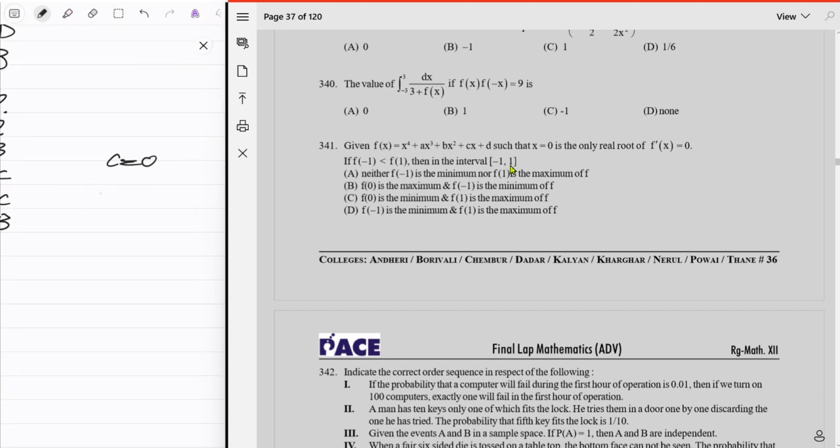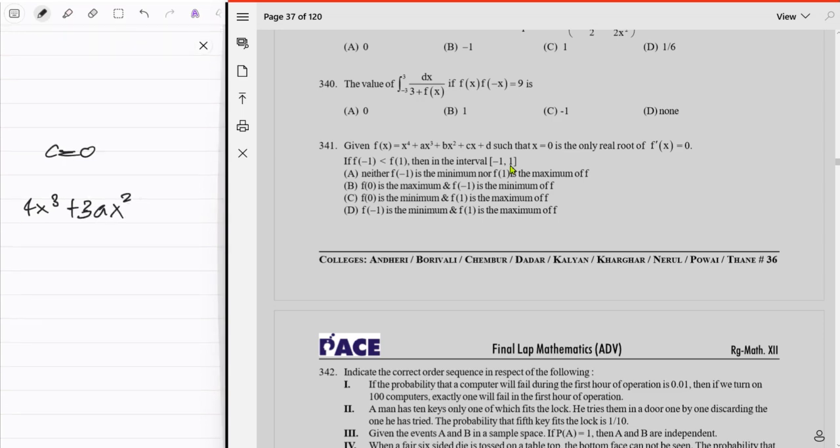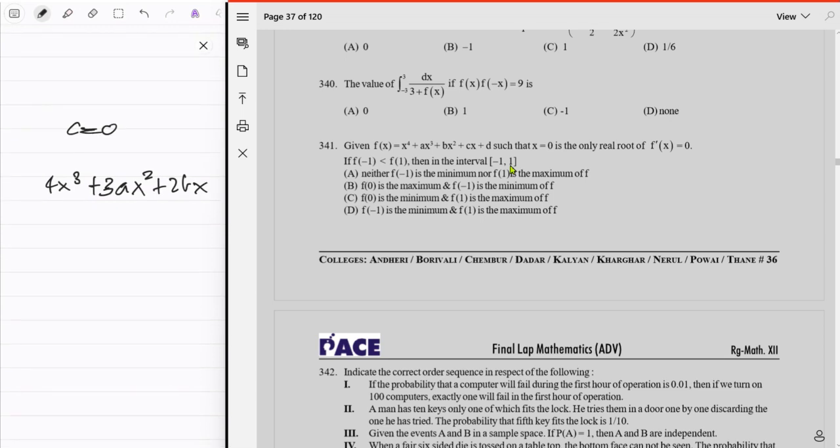And then that f dash just becomes 4x to the power 3 plus 3a x square plus 2bx, right? Just that much, because the cx term is gone. And then x equal to 0 is the only root, which means what remains is 4x square plus 3ax plus 2b.